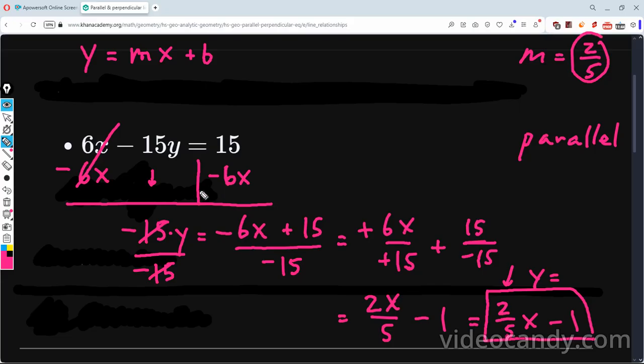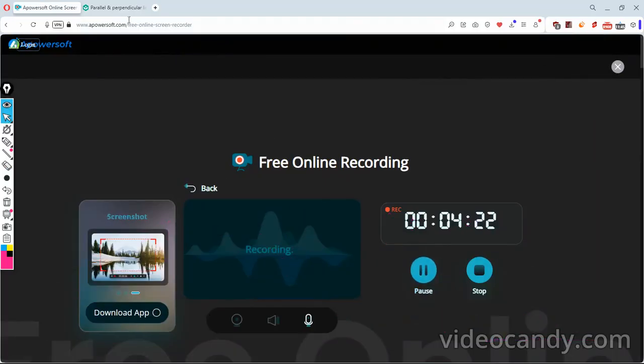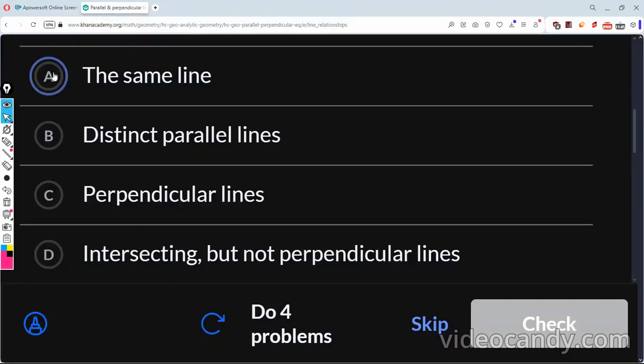Now I erased the original equation. Let me bring it back and see if it's 2/5 x minus 1. I'm pretty sure it is. So let me just erase this here. And as you can see, it is actually the same equation. 2/5 x minus 1 was the bottom one, and we got 2/5 slope. And the top one we just translated, 2/5 x minus 1. It's clearly the same line. Answer A.